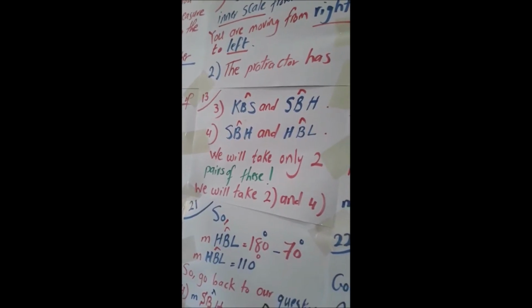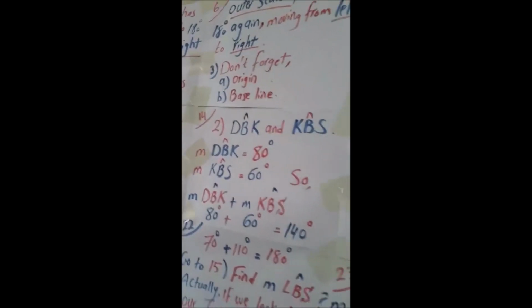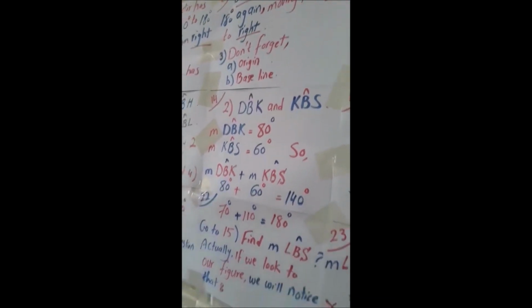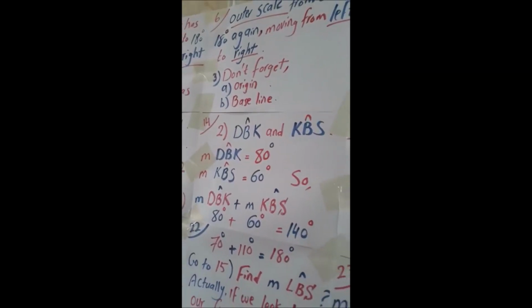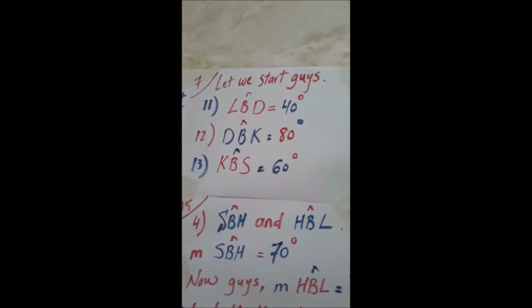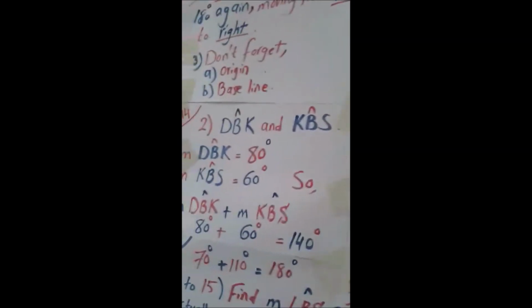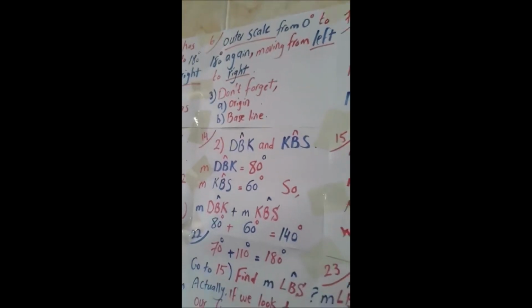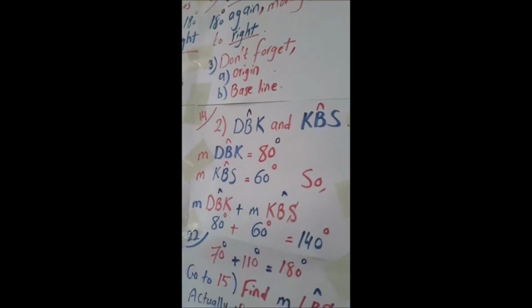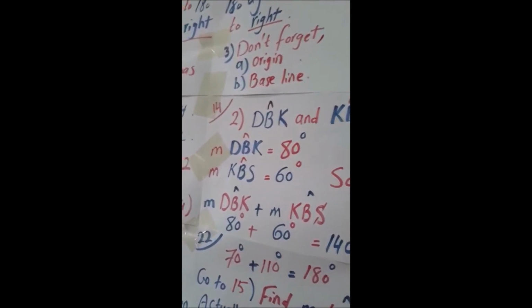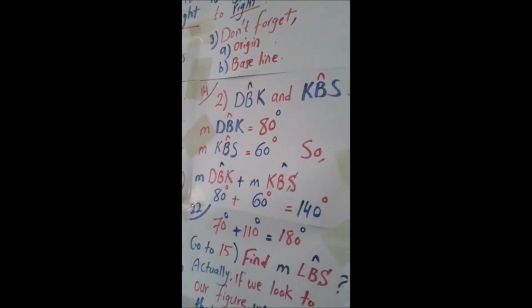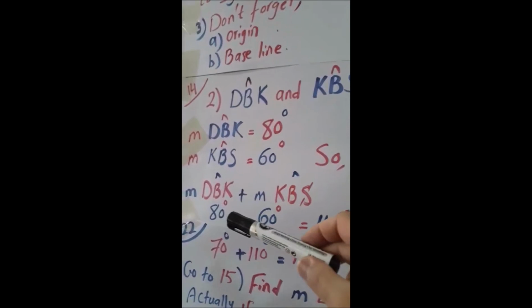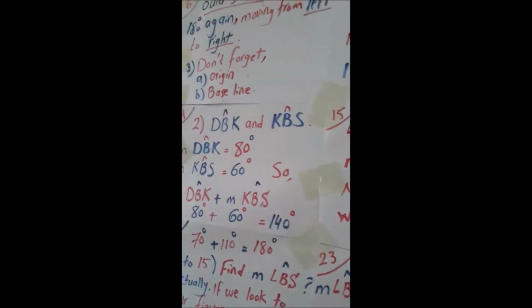How about taking 2 and 4? So number 2, because he's asking what is the measure of each angle and what is the measure of their sum. As we know before, we know the measures of each angle. So DBK is 80 degrees and the measure of KBS is 60. This is the first one for A, the measure of each angle. And B is asking the measure of their sum. So you will say measure of DBK plus measure of KBS: 80 plus 60 equals 140.